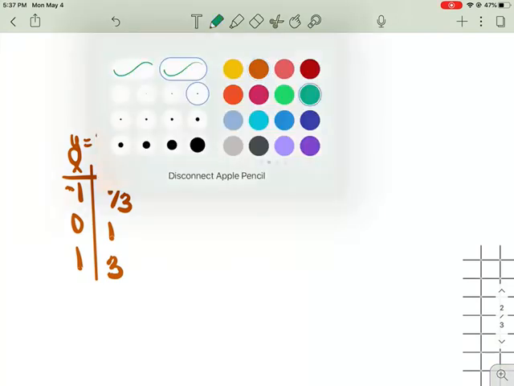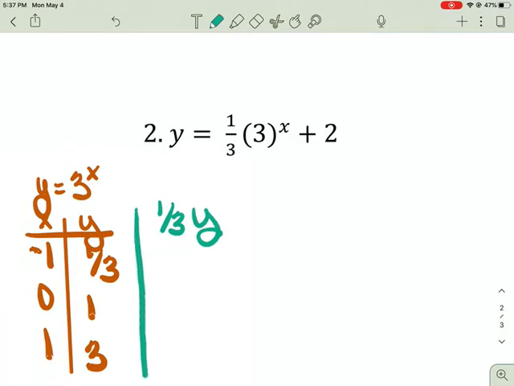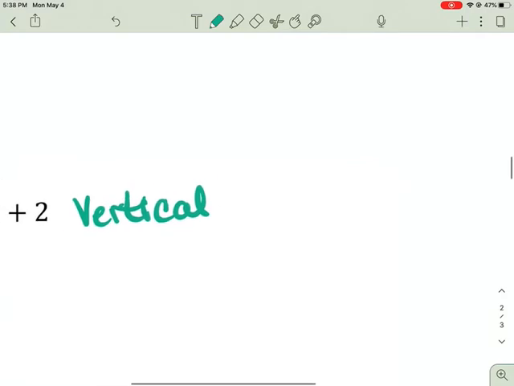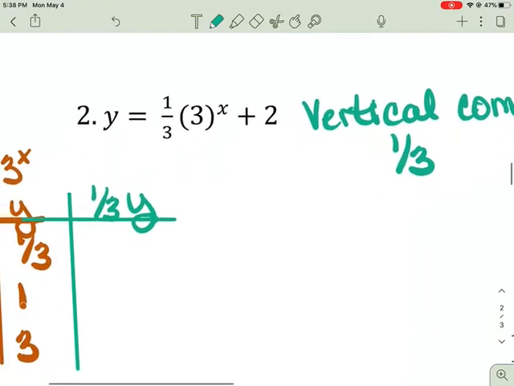Now we're going to do our stretch. We'll do that in green. Okay, so we're going to do our stretch, which means that we're going to take 1/3 of our y values. Actually, I'm going to say it's not a stretch, it's a compression. All right, so let's write our changes. Vertical compression by 1/3.